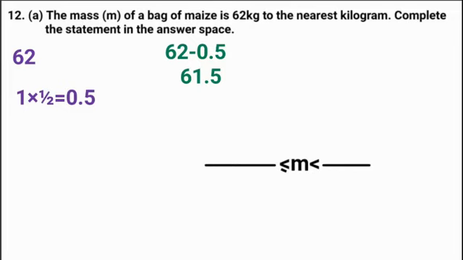So on the left side of this statement, we're going to write 61.5 kg. You should not forget the units now. Here we're bringing back the units, so we write 61.5 kg. Okay, so we are saying the mass of the bag of maize is greater or equal to 61.5.